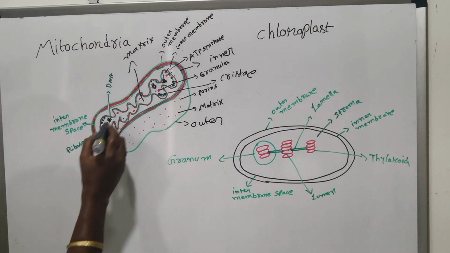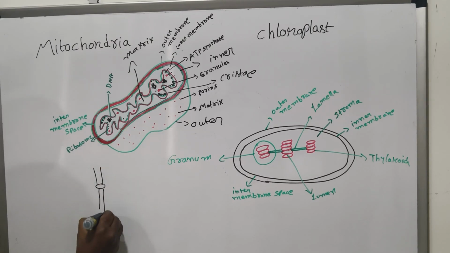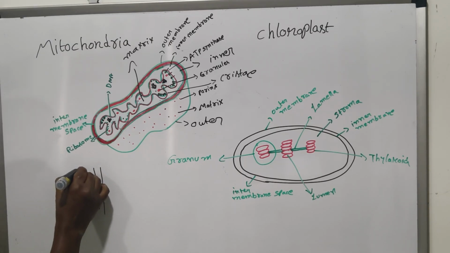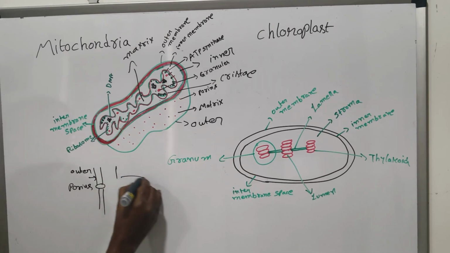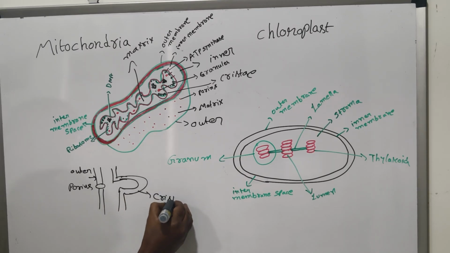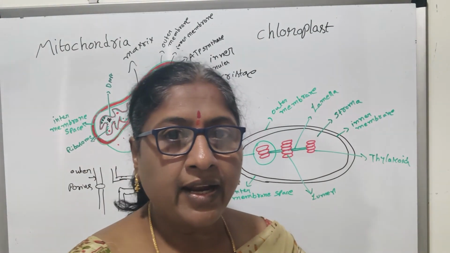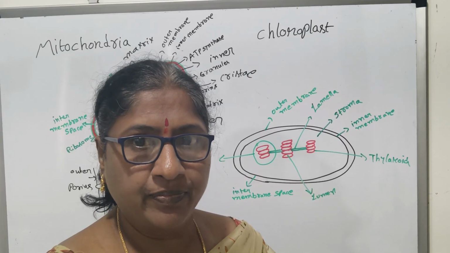Okay, if you observe the outer membrane, there are certain structures known as porins. These porins are helpful in permeability. So this is the outer membrane. Molecules are able to pass through these porins. Whereas when you observe the inner membrane, the inner membrane shows foldings known as cristae. Inner membrane is impermeable in nature. There are certain transporters which help in movement of molecules across the inner membrane.